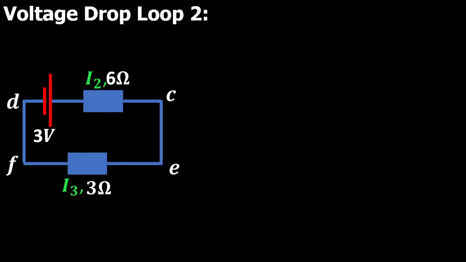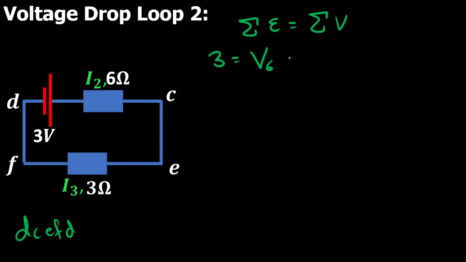Okay, there we go. So we have D, C, E, F, D. Again, the summation of all EMF must be equal to the summation of all the voltage drops across each resistor. So we have 3 volts for our EMF, we have the voltage drop across the 6 ohm, and then we have the voltage drop across the 3 ohm. Okay, and again, Ohm's law tells us that it will be I2 times 6 plus I3 times 3.